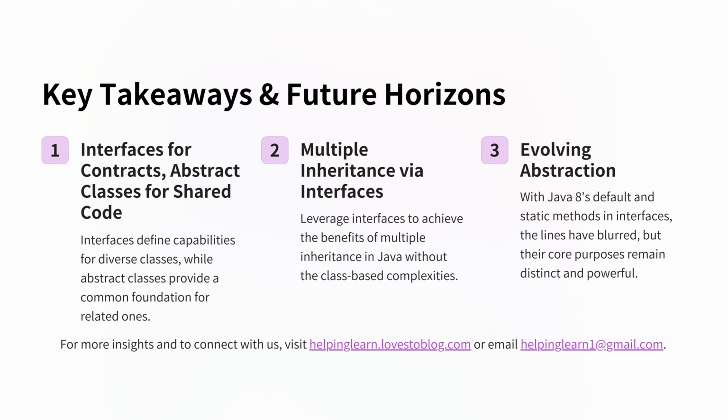Key takeaways and future horizons. Interfaces for contracts, abstract classes for shared code. Multiple inheritance via interfaces. Evolving abstraction. With Java 8's default and static methods in interfaces, the lines have blurred, but their core purposes remain distinct and powerful. Leverage interfaces to achieve the benefits of multiple inheritance in Java without the class-based complexities. Interfaces define capabilities for diverse classes, while abstract classes provide a common foundation for related ones.